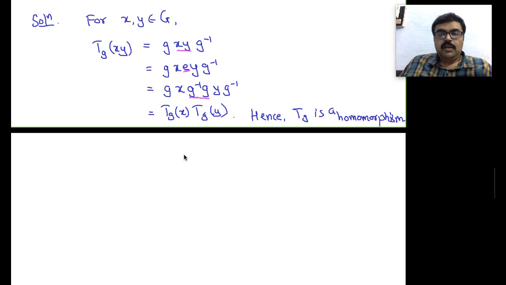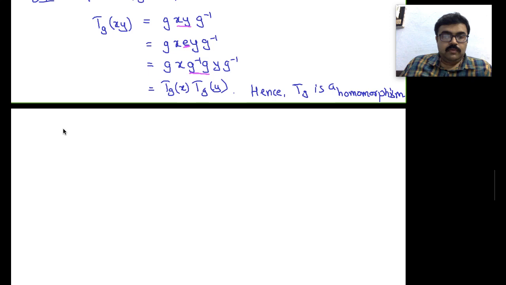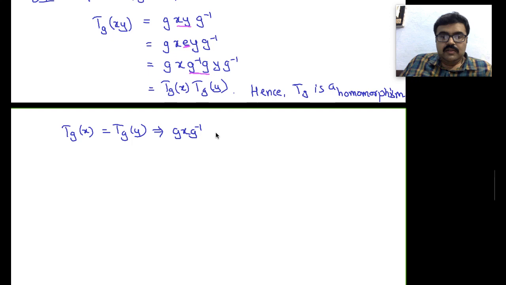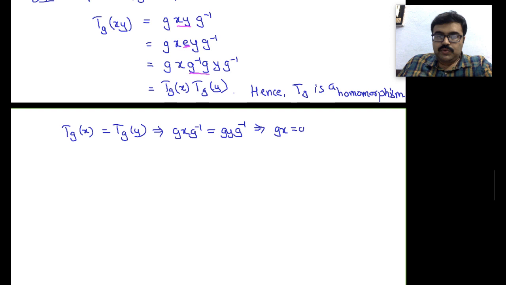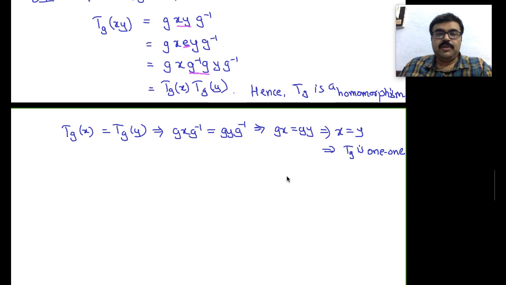Right, so T_G is a homomorphism, and then we show that T_G is 1-1 and onto, then we are done. Suppose T_G of X equals T_G of Y. What does this mean? This means that G X G inverse equals G Y G inverse. Multiply by G on the right on both sides, so we have G X equals G Y, and then multiply by G inverse on the left on both sides. So we have X equals Y. And so T_G, not T, T_G, because the map is dependent on the fixed element G, G X G inverse we are using. So it is 1-1.